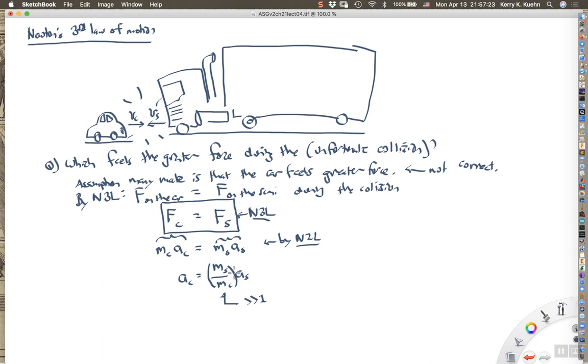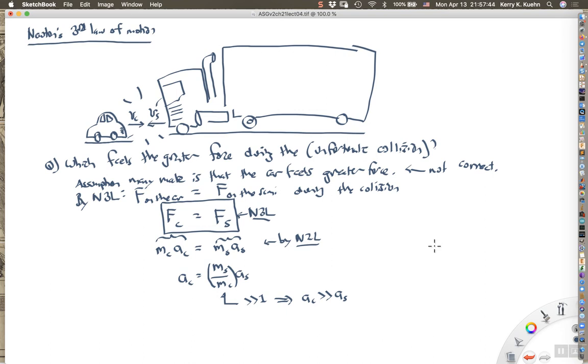So if the semi experiences some acceleration, you multiply it by a very large number, and the car is going to experience a much bigger acceleration. In other words, the acceleration of the car is much, much bigger than the acceleration of the semi. And this is the resolution of this seeming paradox.